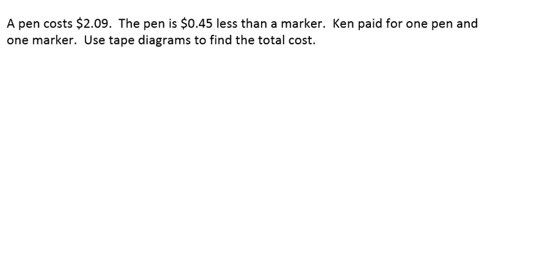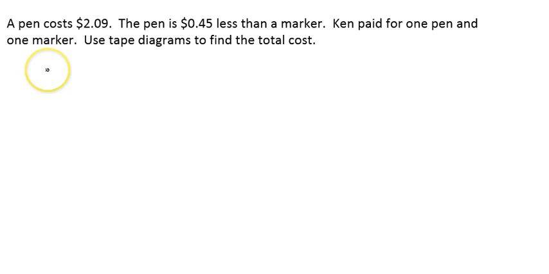Now we're going to use a tape diagram to help us solve this decimal word problem. A tape diagram is a great visual representation for word problems because it helps kids see what's actually going on in the problem. So I'll read through the question first. A pen costs $2.09. The pen is 45 cents less than a marker. Ken paid for 1 pen and 1 marker. Use tape diagrams to find the total cost.